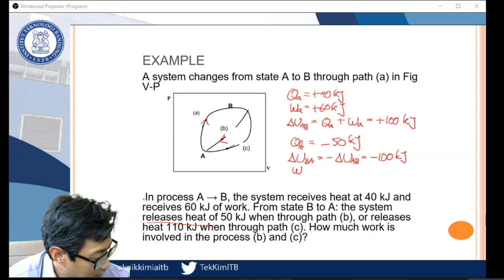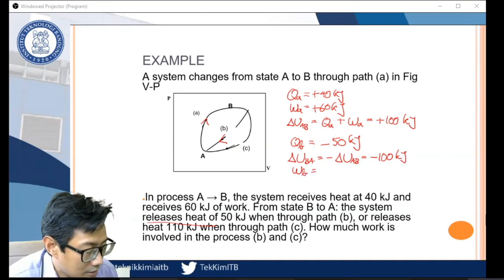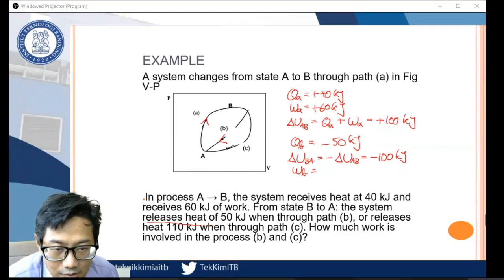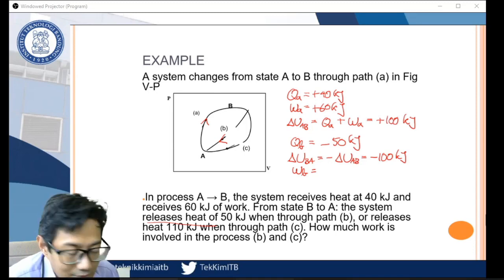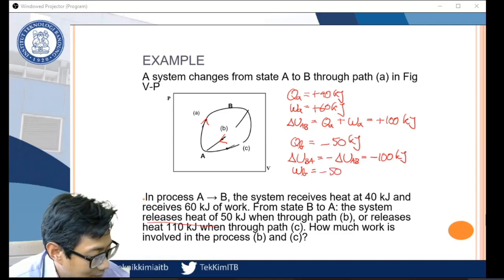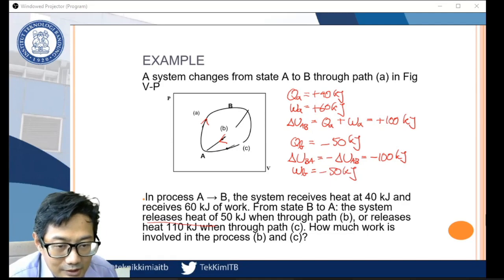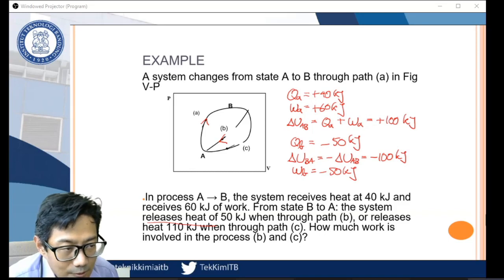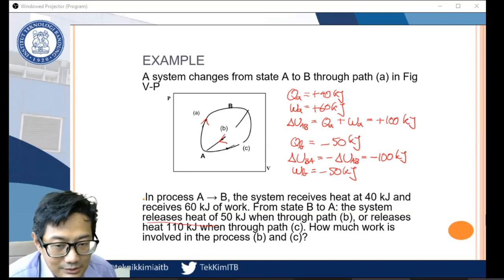So the work involved in B should satisfy minus 100 equals minus 50 plus WB. What is the value of WB? What would be the value? Minus 50 kilojoule, right? Correct me if I'm wrong. If it is correct, what is the meaning of minus 50? Receive work or release work? Release work. Okay, good. As simple as that.